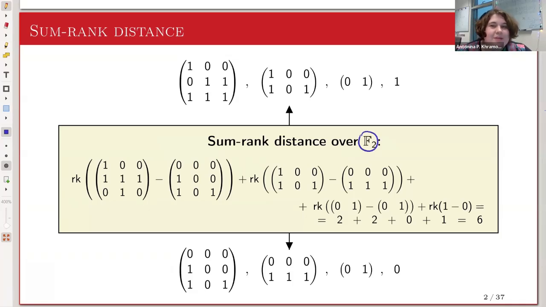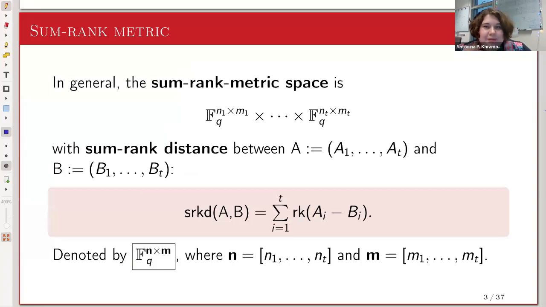The matrices can be of different sizes, like here, not necessarily square matrices. And the distance between two tuples of matrices is the sum of ranks of the respective entries of the tuples. So this one's here, this one's from there, and so on. So the sum rank distance between the two tuples is the sum of ranks, which gives it the name sum rank.